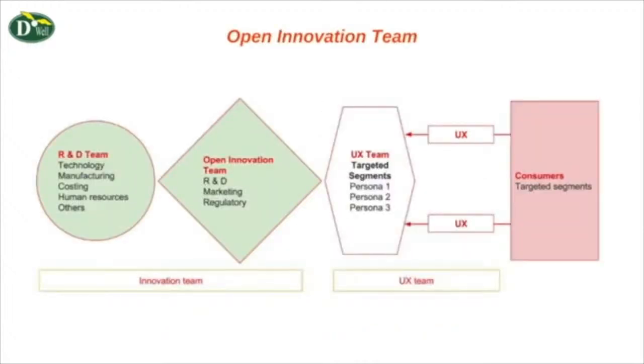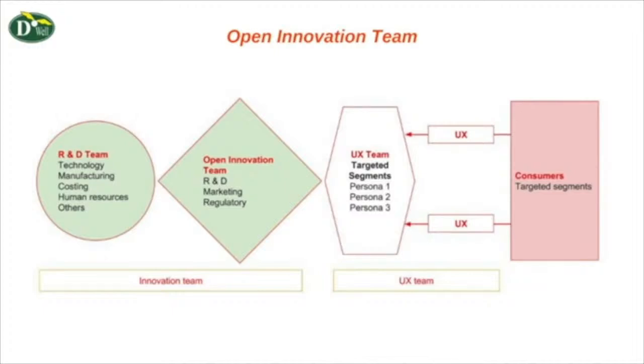Okay, for this process, in this case study, we formulated a team. It's an R&D team of our client. This is the standard model: technology, manufacturing, meaning coding, costing, and human research, basic things in an R&D team. Then we extend this R&D team to an open innovation team. It includes the broad spectrum of innovation: the regulatory measures, marketing, supply chains, and a lot of other stakeholders of this project.